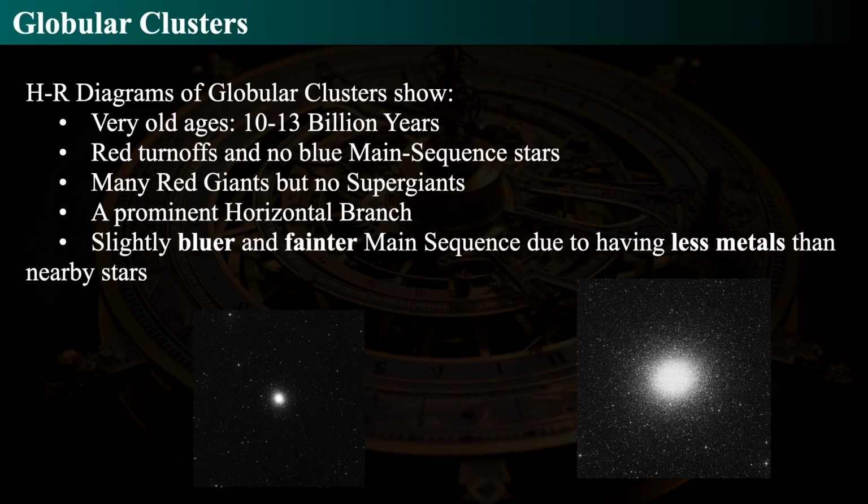There are slightly bluer and fainter main sequence stars. Why? Because they have fewer metals. Metals means any chemical element heavier than helium, such as carbon, nitrogen, oxygen. That lower metallicity is a distinct difference in population, which we'll see when we talk about the Milky Way itself.